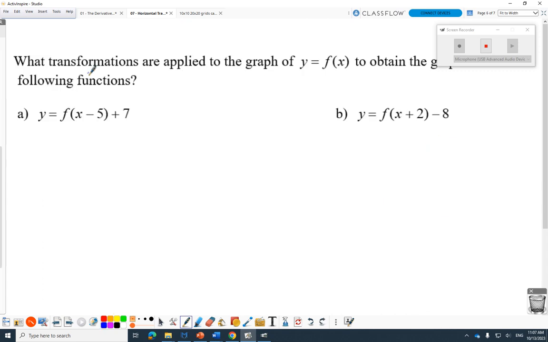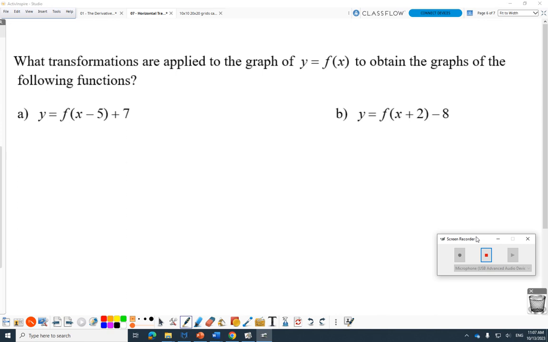These ones don't say to graph it. It just says f of x, and that can mess you up. It's like, well, what's f? You're like, no, I'm just saying, whatever function you're doing, if there's a +7 out there and a -5 inside, what 2 transformations are going on here?